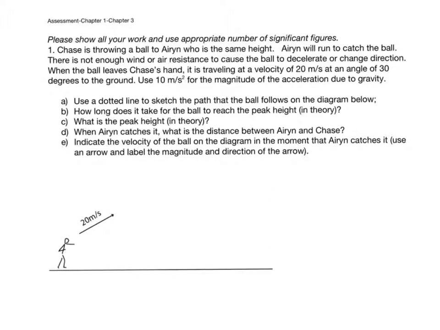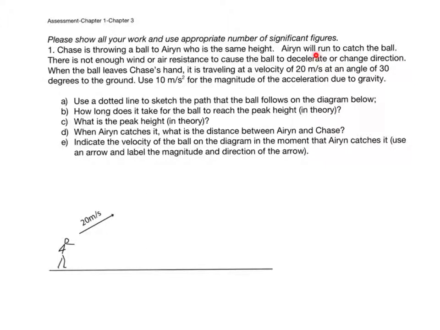Okay, we have somebody here who's throwing a ball, and this ball is going to be caught by a friend who is roughly the same height. Now, you probably should recognize this as a parabolic trajectory problem, and if you don't recognize it as such, then you probably won't be able to solve it.